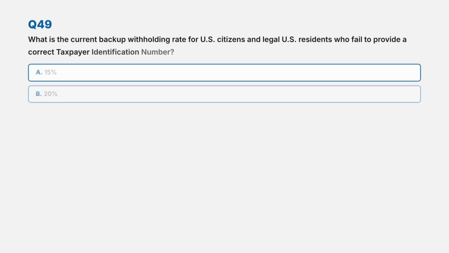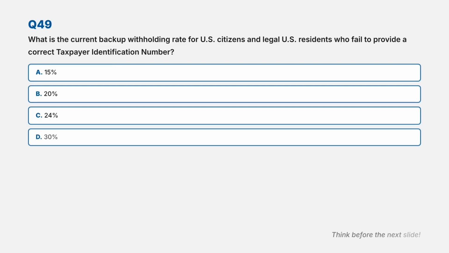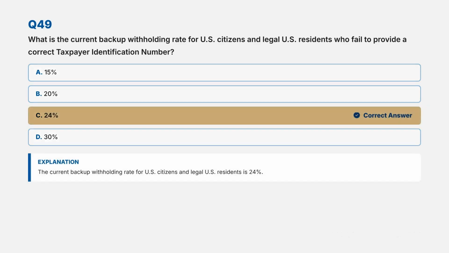Question 49. What is the current backup withholding rate for US citizens and legal US residents who fail to provide a correct taxpayer identification number? A. 15%, B. 20%, C. 24%, D. 30%. The correct answer is C, 24%. The current backup withholding rate for US citizens and legal US residents is 24%. Great. Let's move forward to question 50.